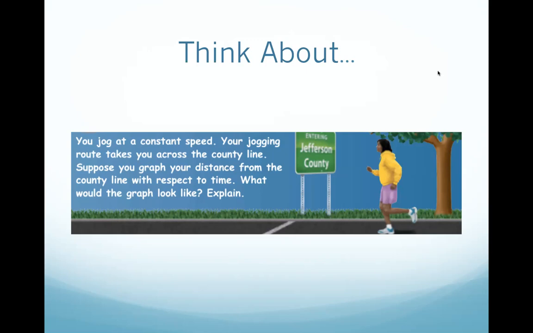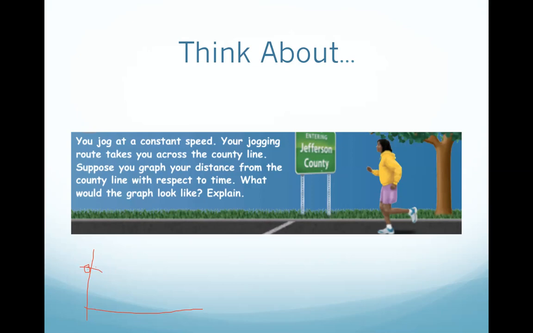You're jogging at a constant speed and your jogging route takes you across the county line. So suppose you graph your distance from the county line with respect to time. What would the graph look like? Let's think about where we started our route. No matter where we started, we were some distance away from the county line, right? So if we look at our axes here, whatever distance we started at, let's just say it's this distance. That's how far away we started from the county line.